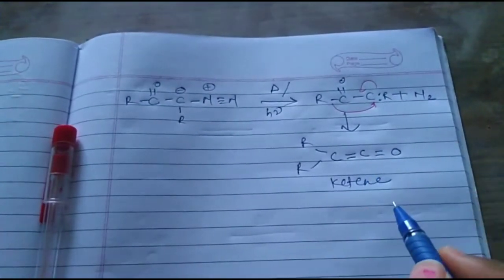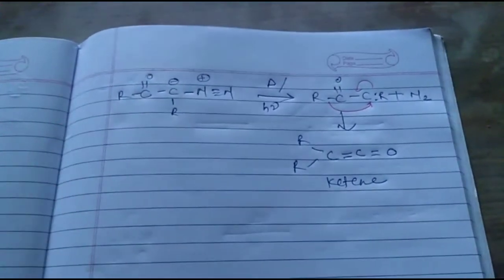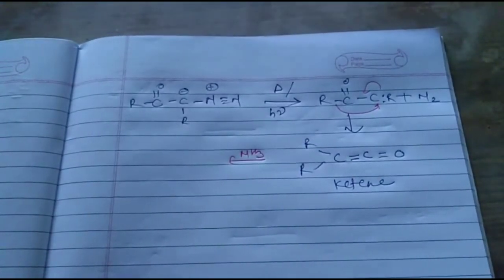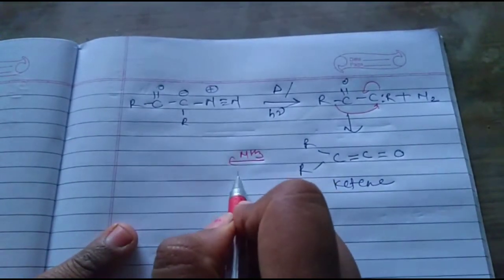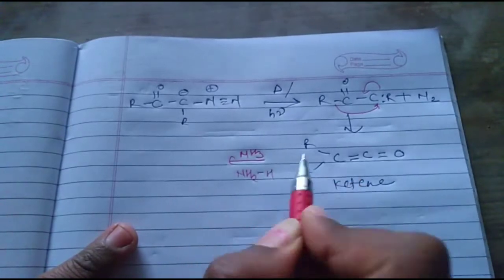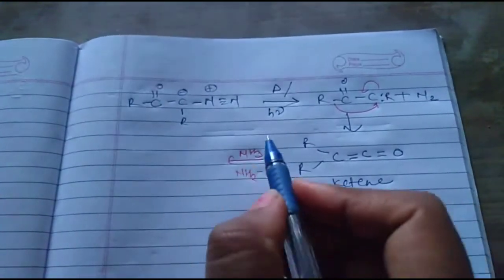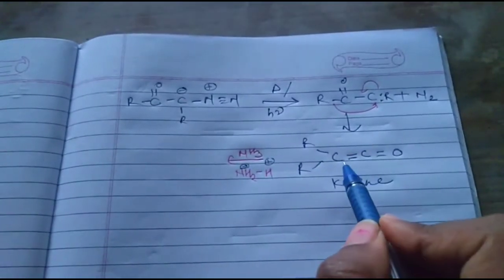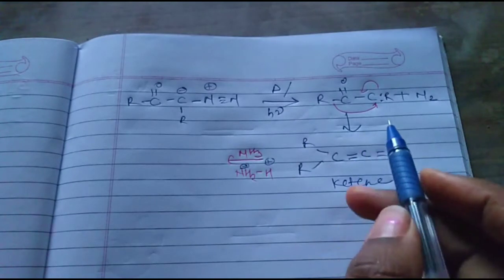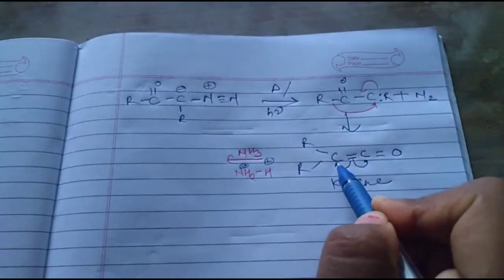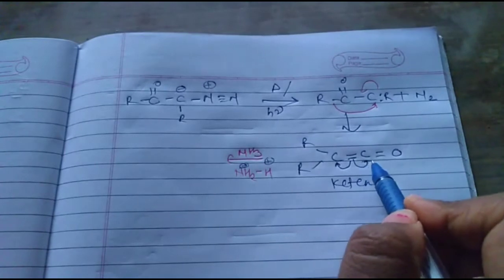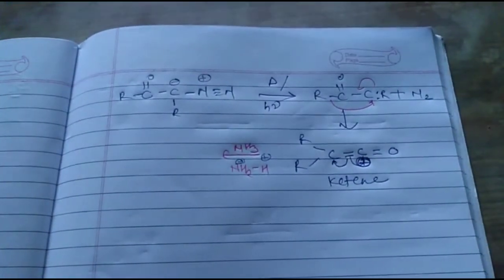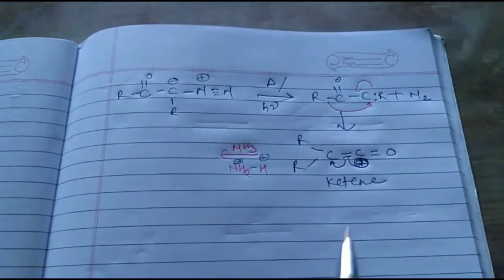Whenever this ketene is reacted with ammonia NH3, then what happens? This ammonia breaks in this manner, NH2 which has a negative charge and H which has a positive charge. Then this bond also breaks and the electron shifts over here. Remember that a carbonyl always has a positive charge.